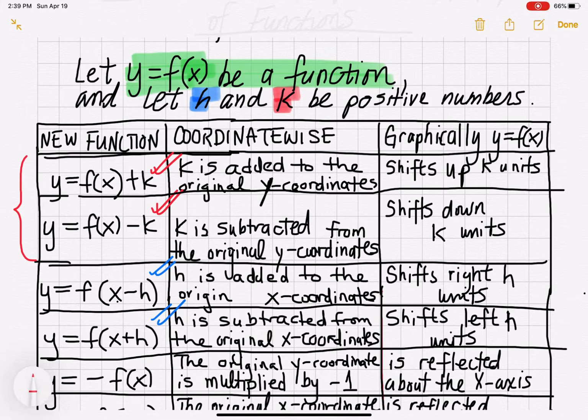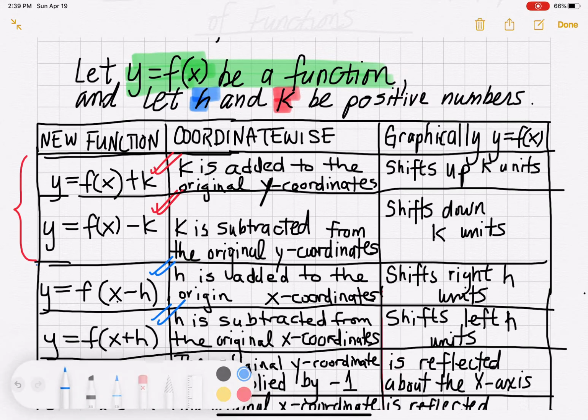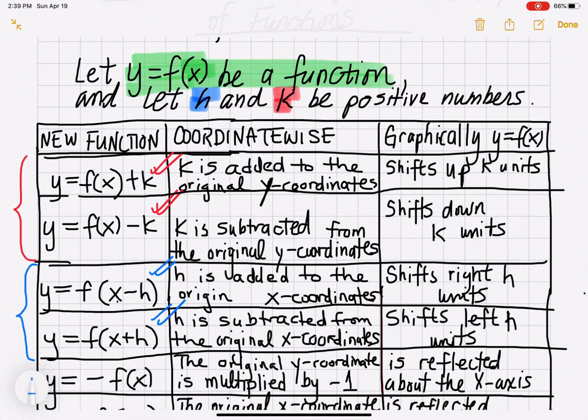And then you have the horizontal shifts, right? The horizontal shifts, and these are the blue ones. We've looked at those. When you have a minus a number inside of the house, you're going to move to the right. The opposite of the sign, right? When you have a minus, you move to the right.